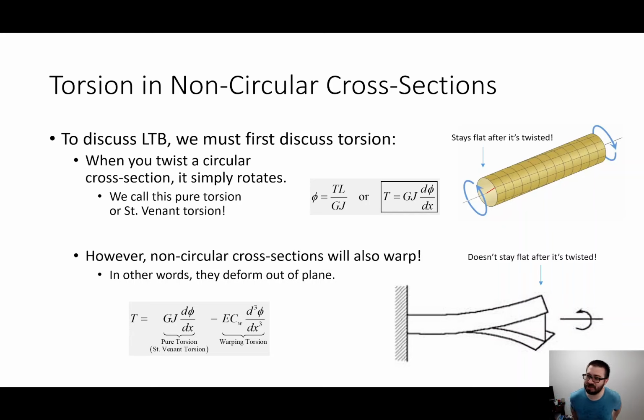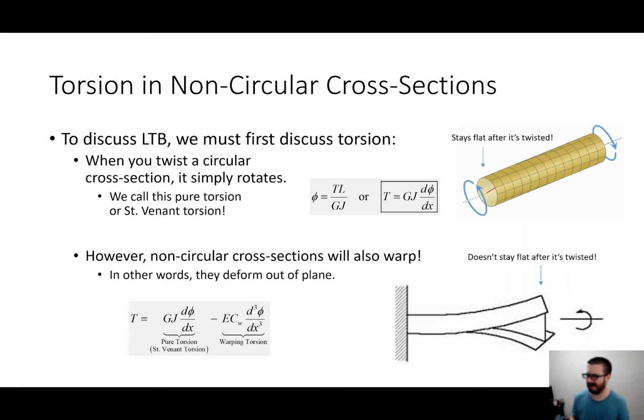So whenever you have a section that is non-circular, you have to add a term to the differential equation. The torsion is not just GJ times the rate of twist, it's GJ times the rate of twist minus this other term. The minus just comes from sign conventions in mechanics. We basically say that the torsion equals the pure torsion response minus this warping torsion response. And again, you can grab your steel manual right here and look up warping constants for all of your W shapes. If you want to talk about how to compute those, we can talk about that.